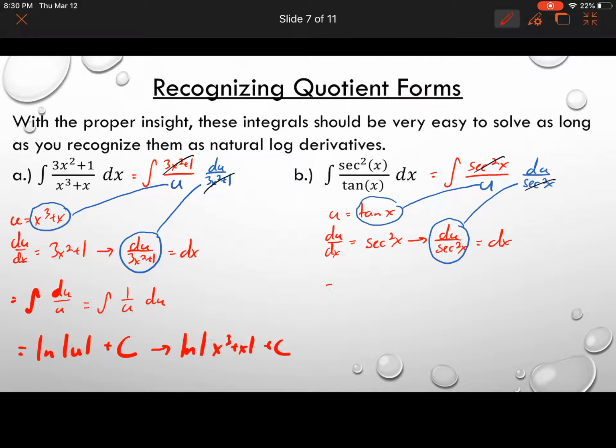And now we are left with the integral of du over u, which is just the same thing as the integral of 1 over u times du. Antiderivative time: 1 over u is the natural log of the absolute value of u plus c. So our final answer, just as we predicted, is the natural log of the absolute value of tangent of x plus c.